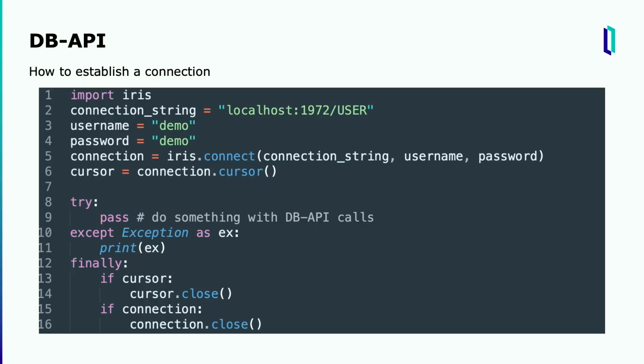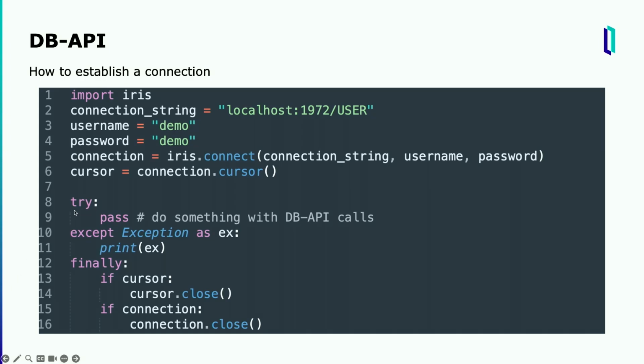The port and the namespace you want to connect to. You provide the username and the password, your credentials, and then you run your connect method. Typically, the first thing you do is you get a cursor, and once you've got your cursor, you start operations with the cursor, like running a SQL statement and looping through your result set.